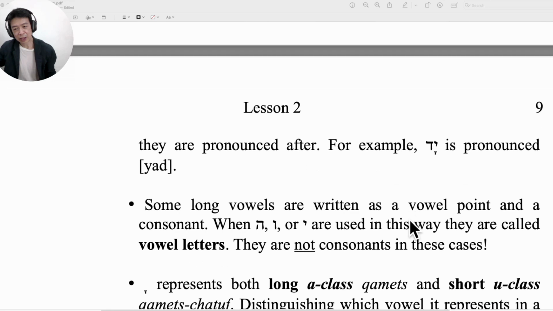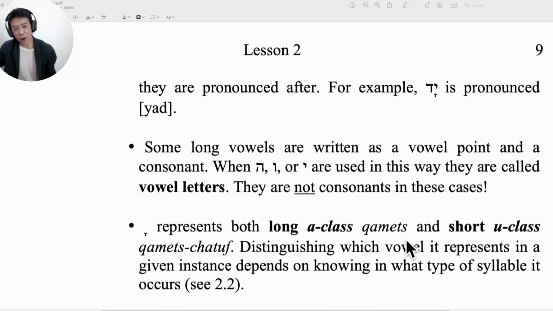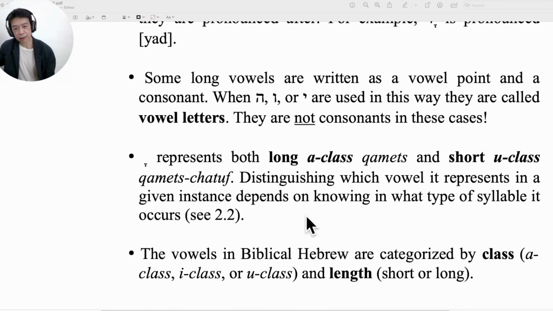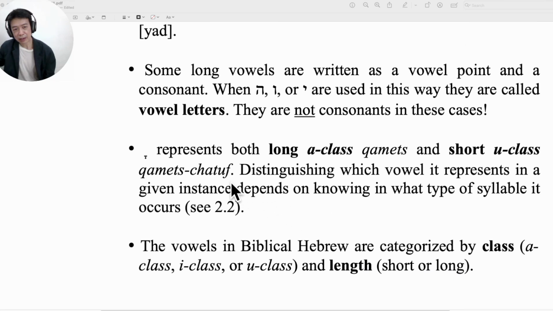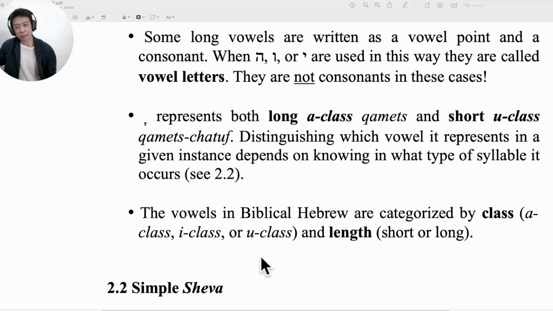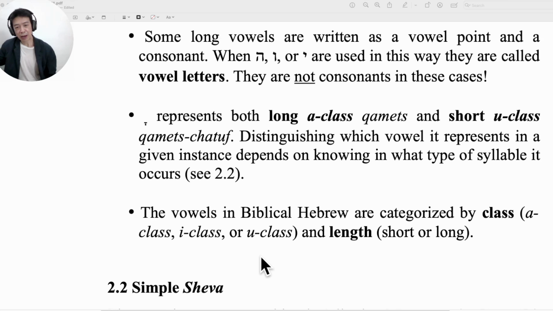Some long vowels are written as a vowel point and a consonant. When hey, vav, or yod are used in this way, they're called vowel letters. They're not consonants in these cases. So the kametz can represent both the long A-class kametz and the short U-class kametz, called kametz hataf. Distinguishing which vowel it represents in a given instance depends on knowing what type of syllable it occurs in. And there are vowels in Hebrew that are categorized by class and also by length.